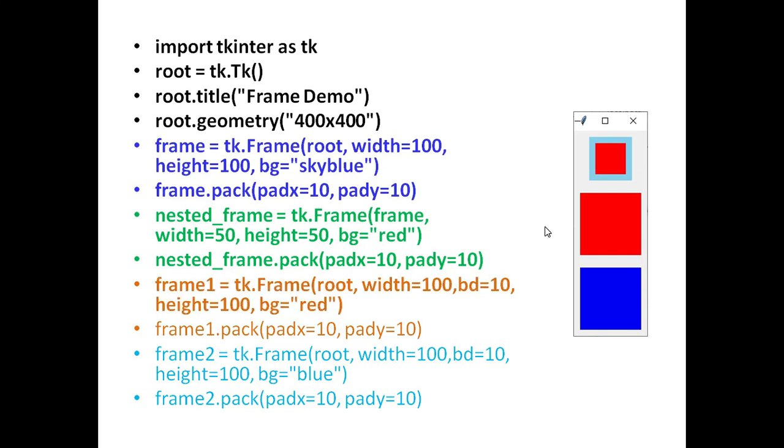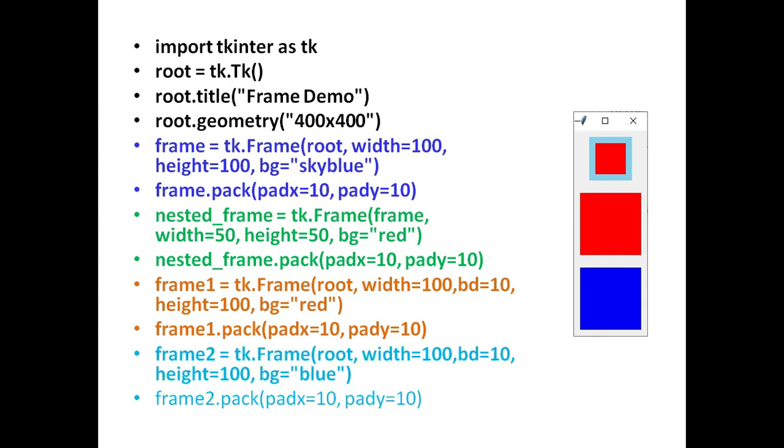Then we'll define another frame in the same root window as tk.Frame with root, width equal to 100, border equal to 10, height equal to 100 and background color equal to red. And here also we'll set the padding as x equal to 10 and y equal to 10. And we'll define a third frame with root window of width equal to 100, border equal to 10, height equal to 100 and background color as blue. So with this we'll define 3 frames under the root window.